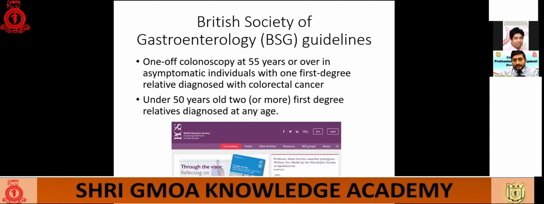According to British Society of Gastroenterology guidelines, BSG guidelines, this is about asymptomatic patients with positive family history. So now I'm talking about asymptomatic patients with positive family history. If there's one first degree family member diagnosed with colorectal cancer at the age of 55 or more, we have to do a screening colonoscopy. But if there are 2 or more first degree relatives in the family, then the age at which we should do colonoscopy is around less than 50 years.